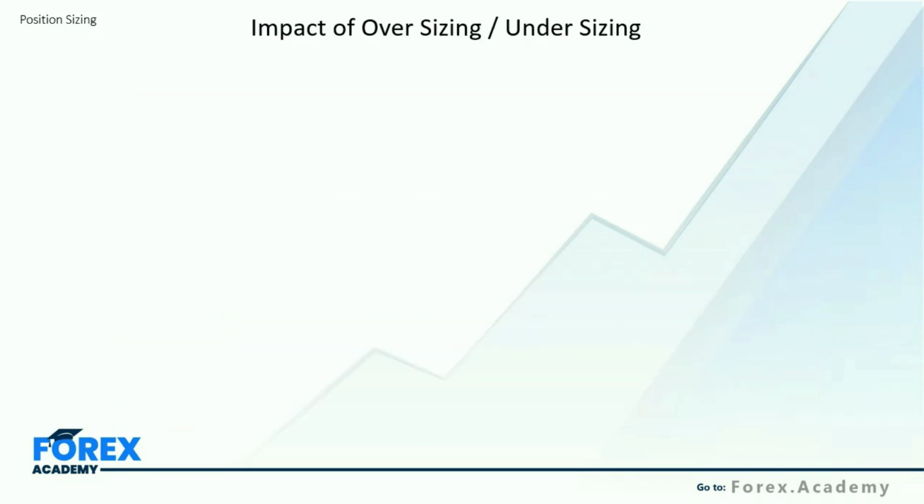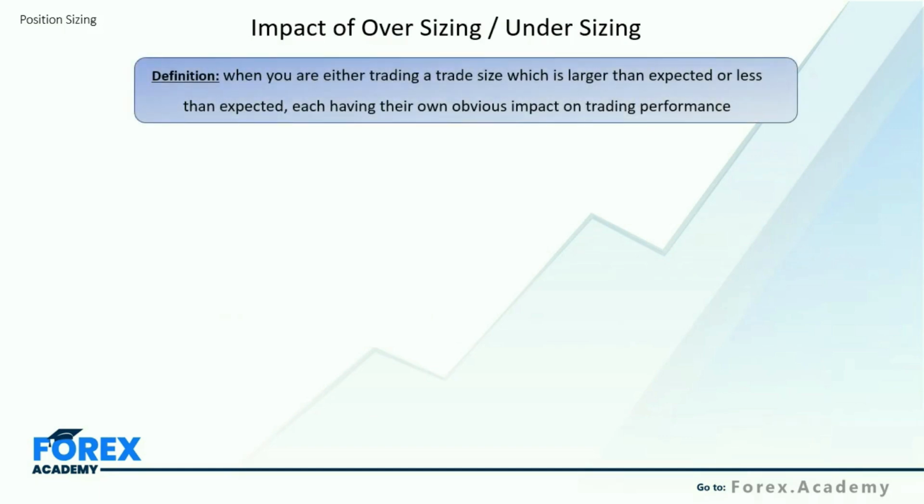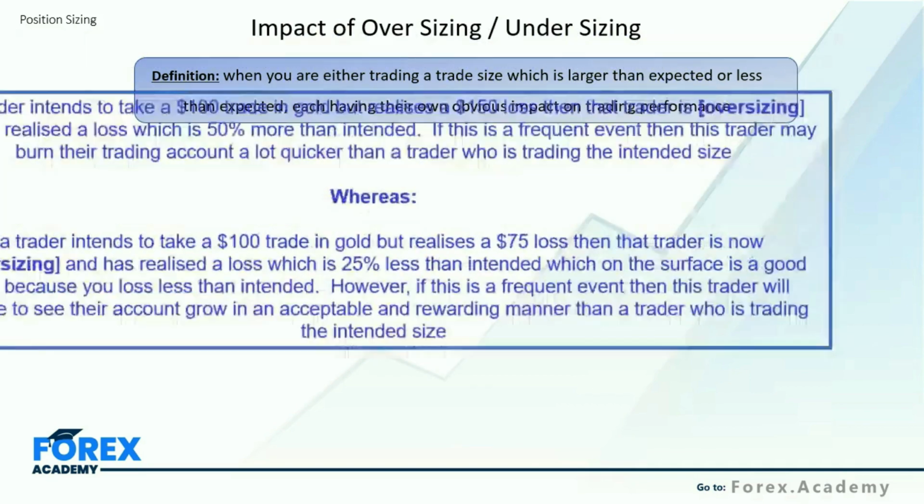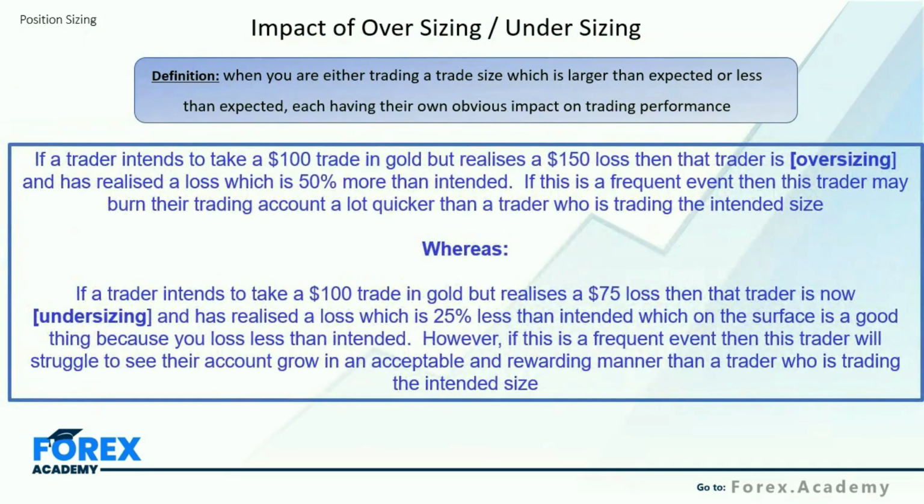Okay, so what we just wanted to touch upon before we do this practical example is show you the impact of oversizing and undersizing. So a definition is when you trade a trade size which is either larger than expected or less than expected, each having their own obvious impact on your trading performance. So it's really about how much capital we expect to trade with, and is it the correct size, or are you oversizing, or are you undersizing?